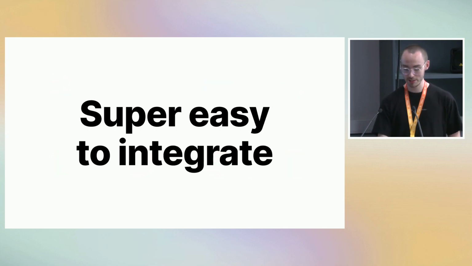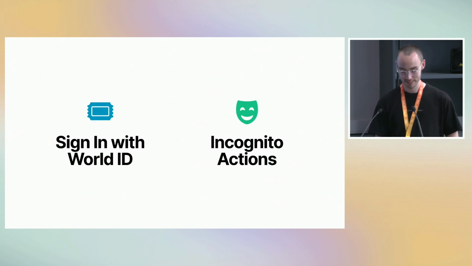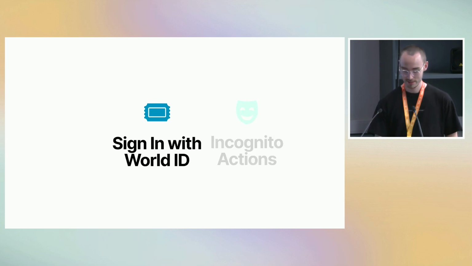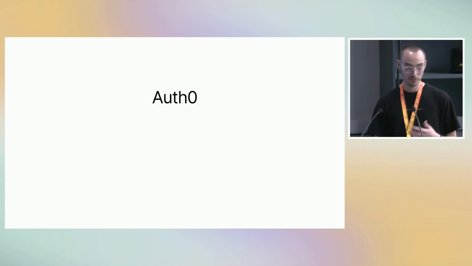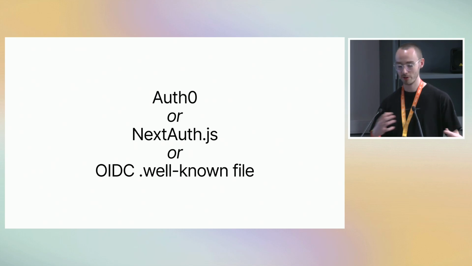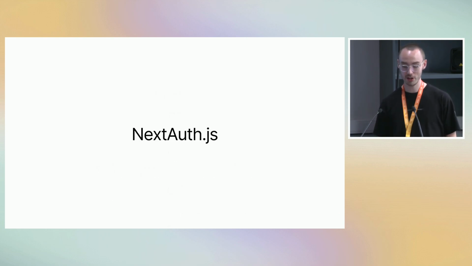We've designed World ID to be super easy to integrate, using it either on the web, on mobile, or on chain. There's 2 main ways to integrate World ID: sign in with World ID and incognito actions. So we'll start with sign in with World ID. With sign in with World ID, you can use auth0, next.js, use our OIDC well-known file with some other library. You can custom implement your OIDC flows, on and on and on. But we'll focus on next.js.